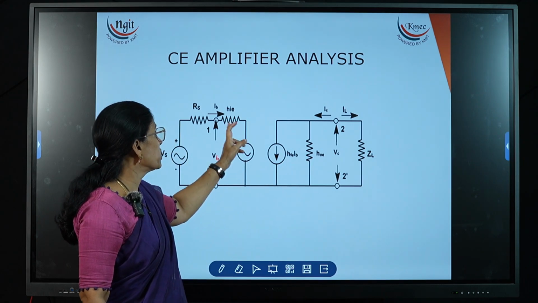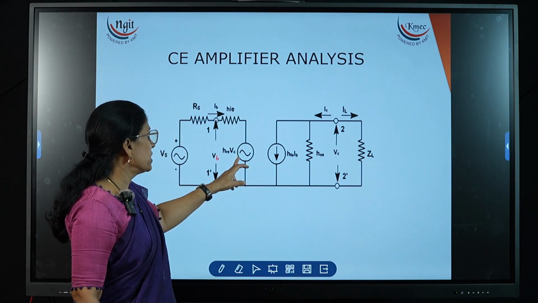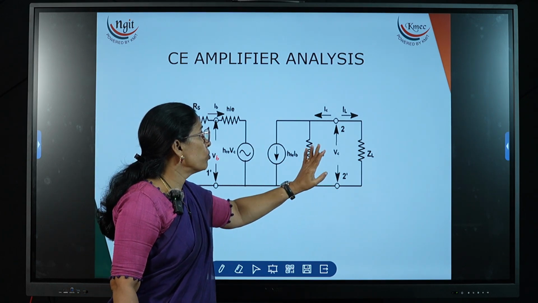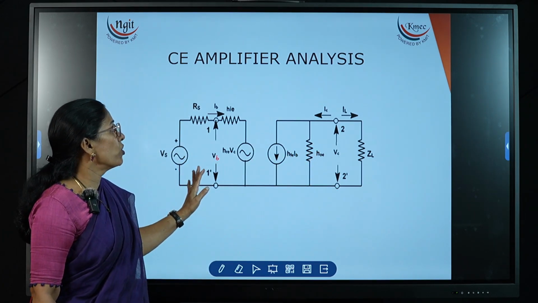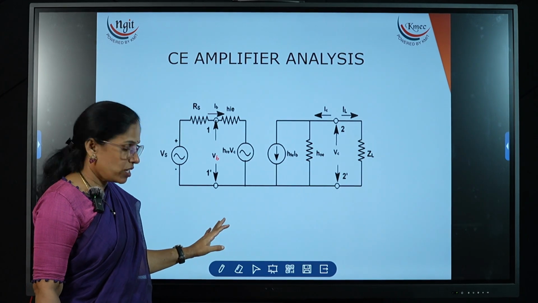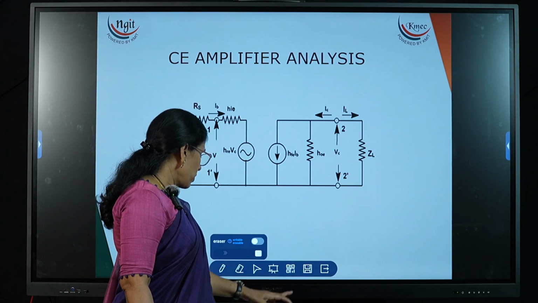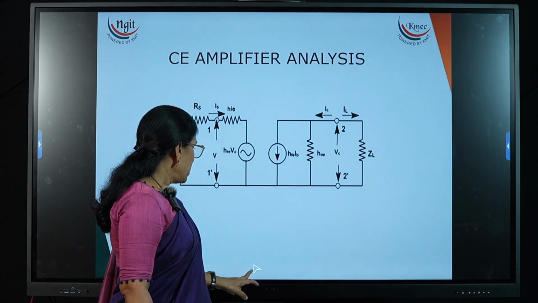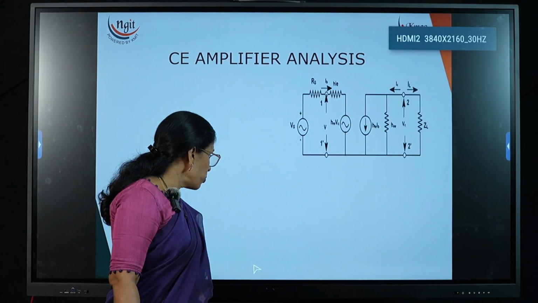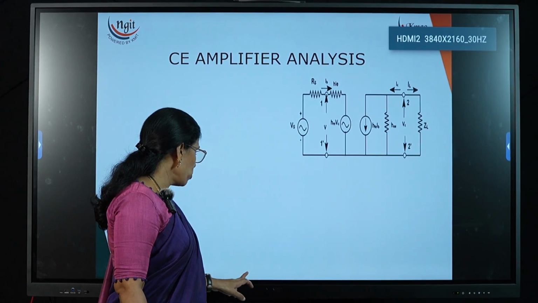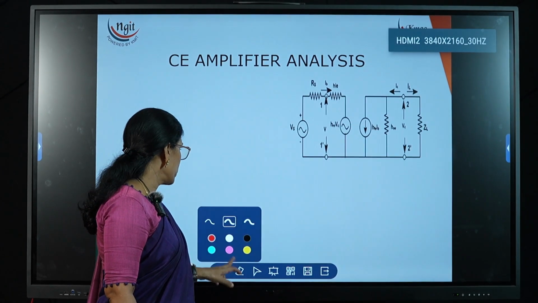This is a dependent source which is depending on the input current, and this is a dependent source which is depending on the output voltage. Now this is the hybrid model for the CE amplifier. From this we need to derive a few parameters, namely voltage gain, current gain, input impedance, and output impedance. Now how to calculate that we will see here.